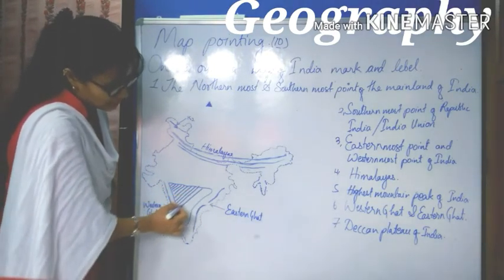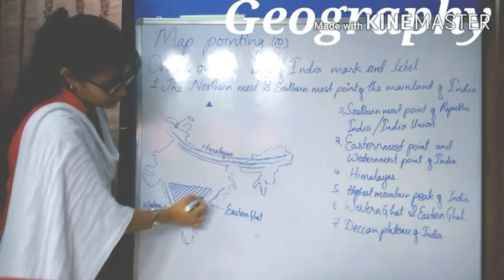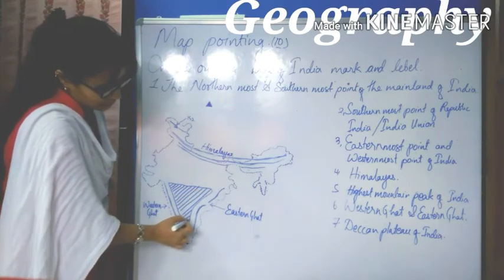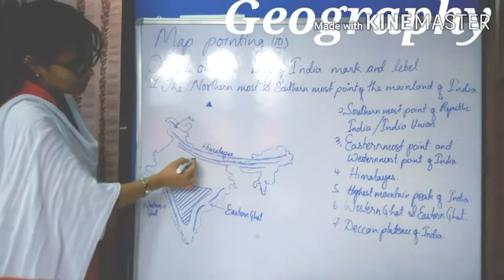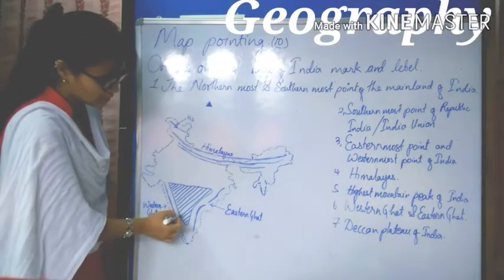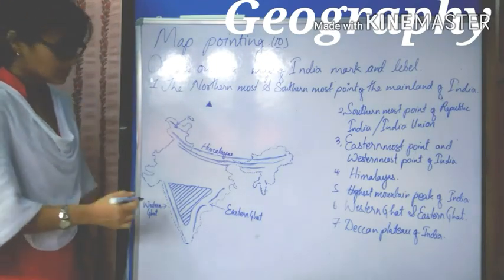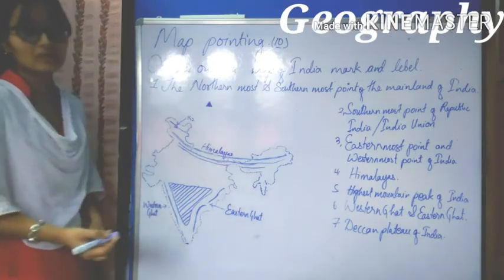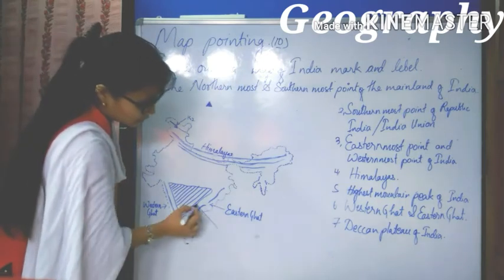You can use any kind of shading like that of the mountain peak and the Himalayan range. It is not necessary that you have to use only this shading. You can use any kind of shading. So this marks the Deccan Plateau of India.